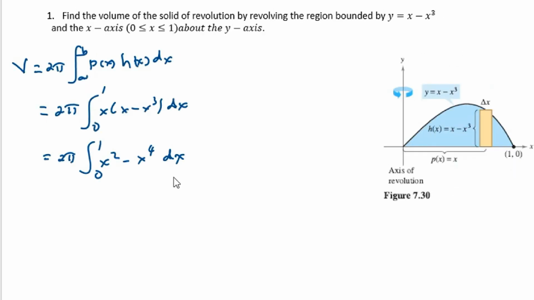Then we integrate. We have 2 pi times x cubed over 3 minus x to the power 5 over 5, from 0 to 1. Evaluating the integral gives us the answer of 4 pi over 15.